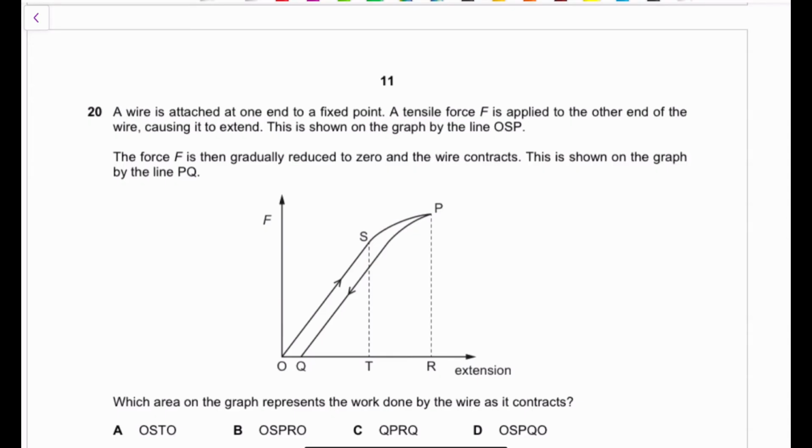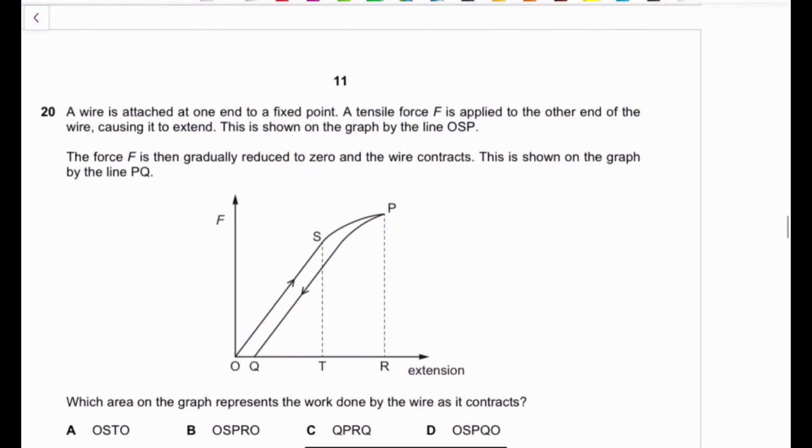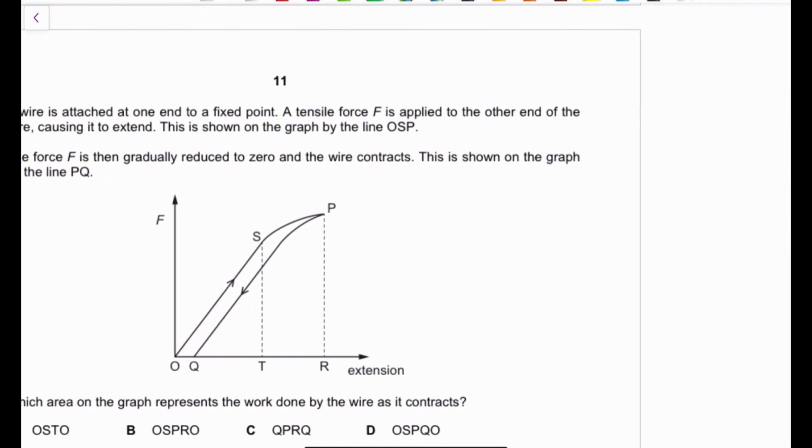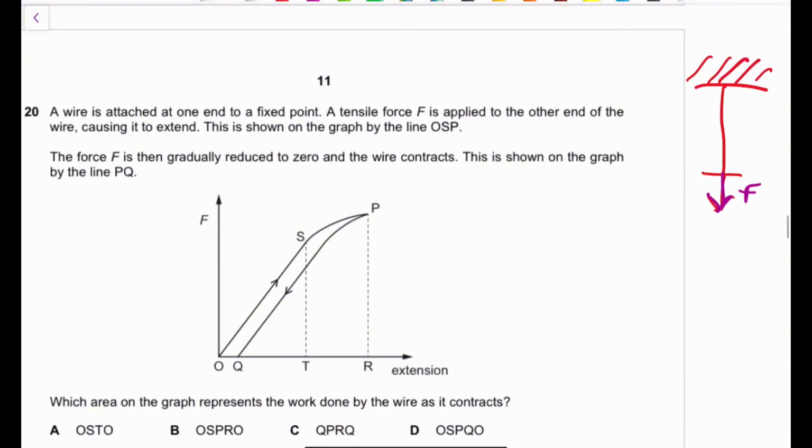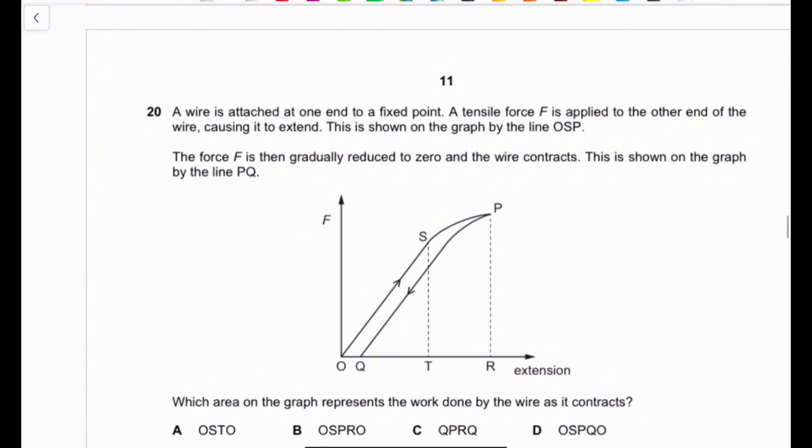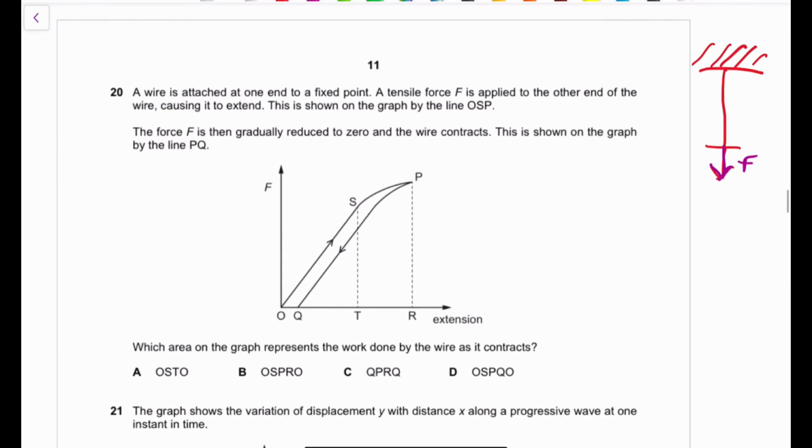A wire is attached at one end to a fixed point. A tensile force F is applied to the other end of the wire, causing it to extend. So if a wire, okay, let's draw it visually so you can understand. I love visual aids because they really help you conceptualize and understand the question much more easily. So if a wire here, and you're just causing a tensile force, let's just say this is a tensile force F, so that it's going to extend, right? Something like that. So this is shown by this graph, okay?